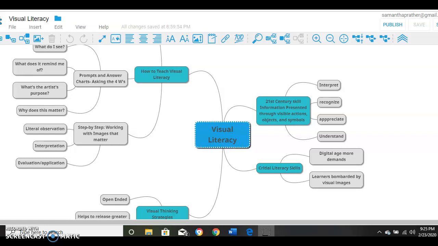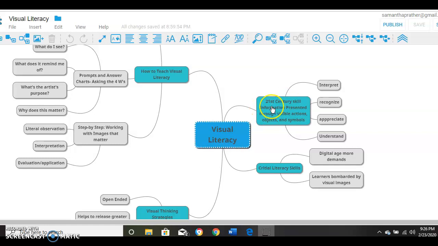Hello, I'm using MudMap. It's a Google Docs extension for creating a mind map. I'm going to be speaking today about visual literacy using a mind map.